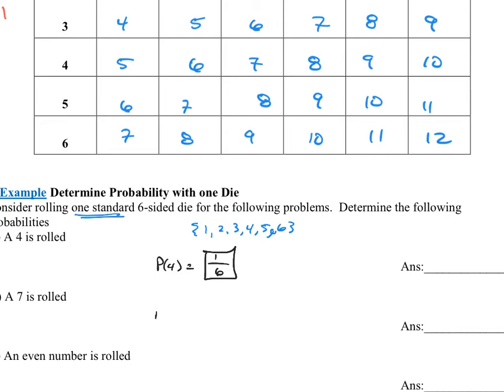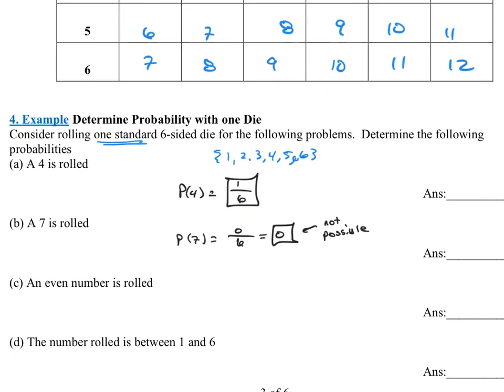What's the probability of rolling a 7 in this? Well, a 7 can't happen. That's 0 times out of the 6 total possible. 0 divided by any number is 0. So what's the probability of rolling a 7 on the die? It's 0. Anytime you have a probability of zero, it means it's not possible. It can't happen. Let's look at the next one.